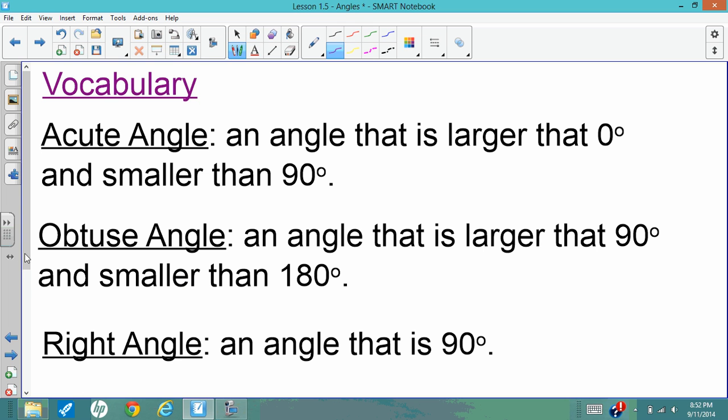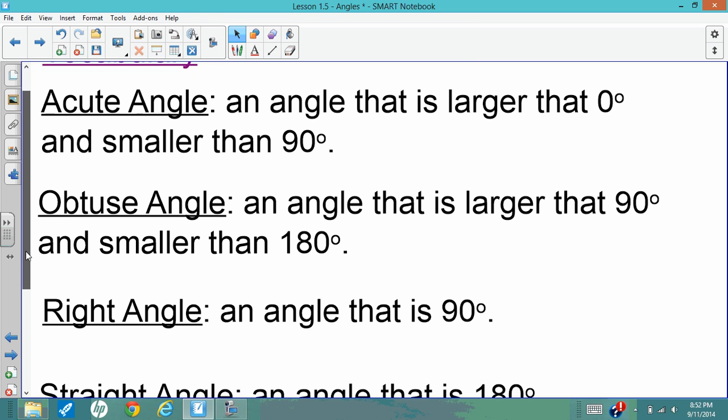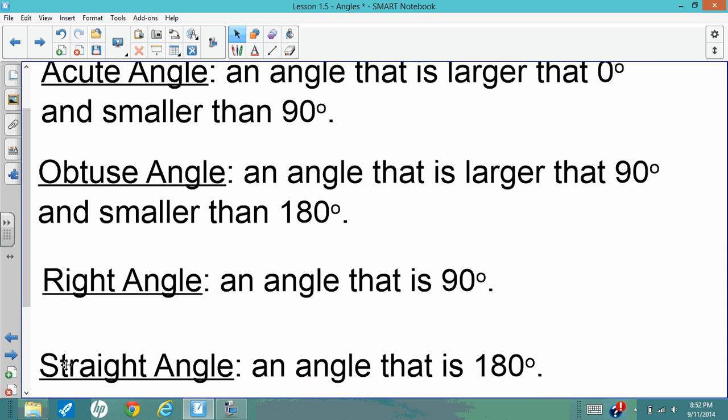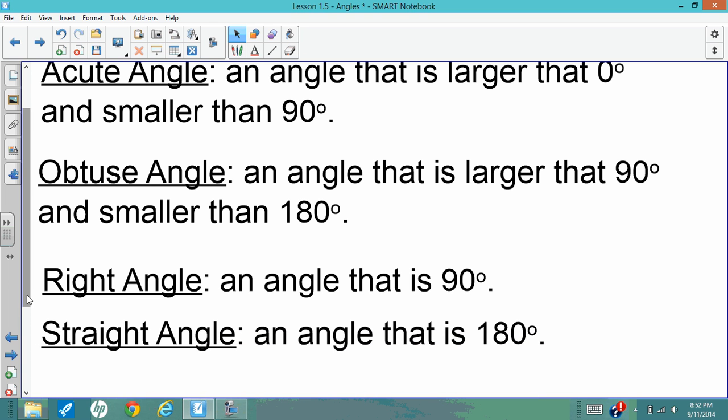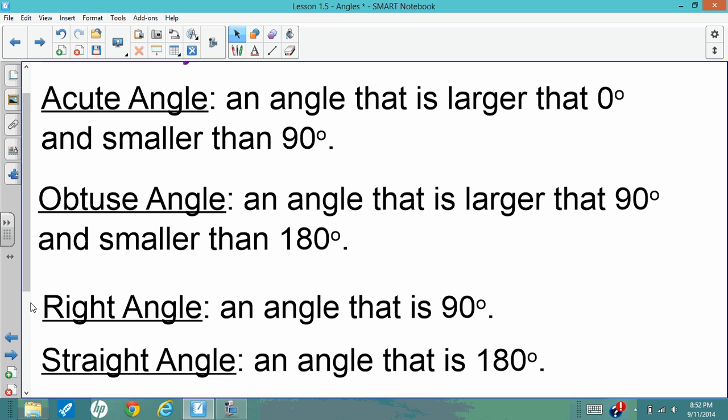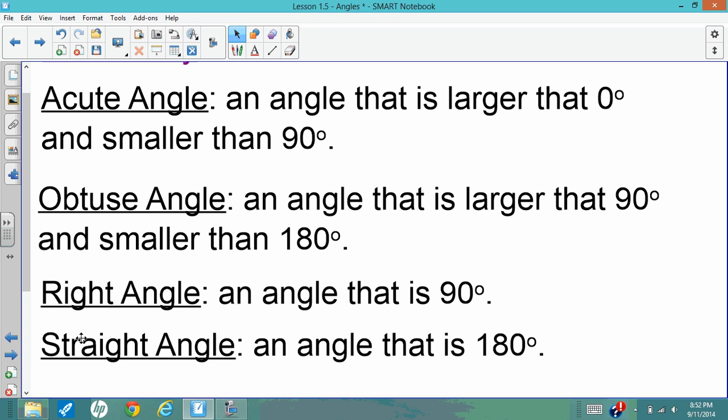We have some more vocabulary. I think this probably is familiar to you. Acute angles, obtuse angles, right angles, and straight angles. An acute angle is an angle that is larger than 0 but smaller than 90. So between 0 and 90. An obtuse angle is an angle that is larger than 90 and smaller than 180, between those two values. A right angle, I think everybody knows, is an angle that's 90 degrees. And a straight angle looks like a line, and it is an angle that is 180 degrees.